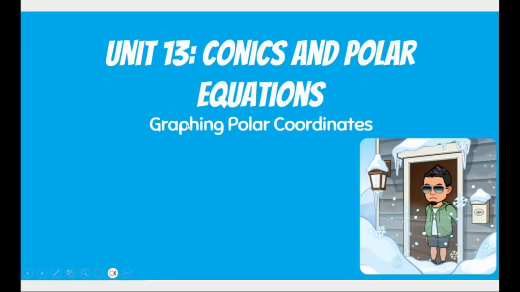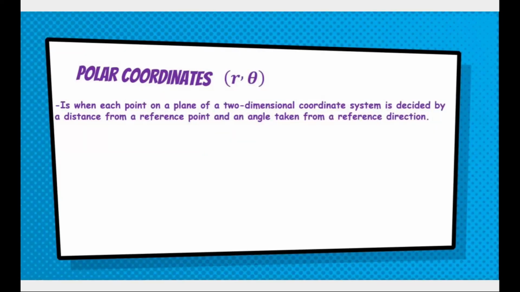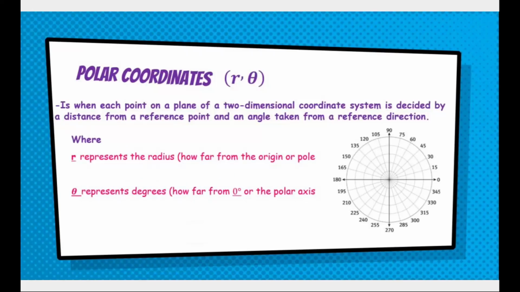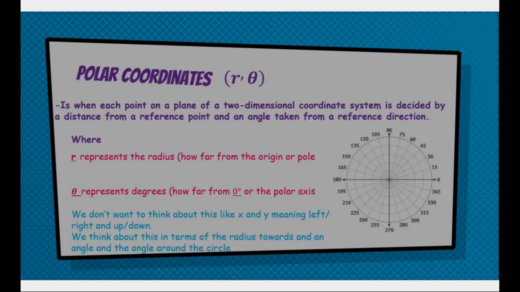We're going to look at what's called polar coordinates today. A polar coordinate is when each point on a plane of a two-dimensional coordinate system is decided by a distance from a reference point and an angle taken from a reference direction. So we're going to be graphing stuff on this type of circular grid right here, not like X and Y coordinates. R is going to represent our radius, and that's always how far from the origin we are, and theta represents our degree measurements from 0 degrees, the polar axis.